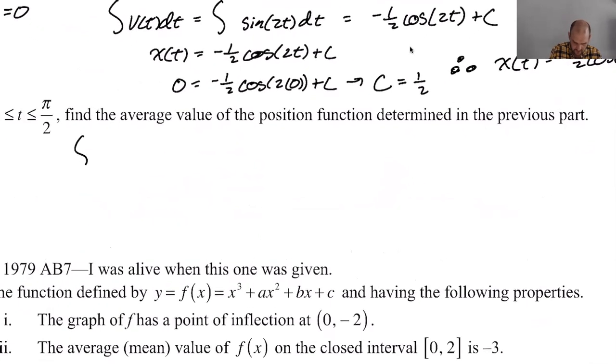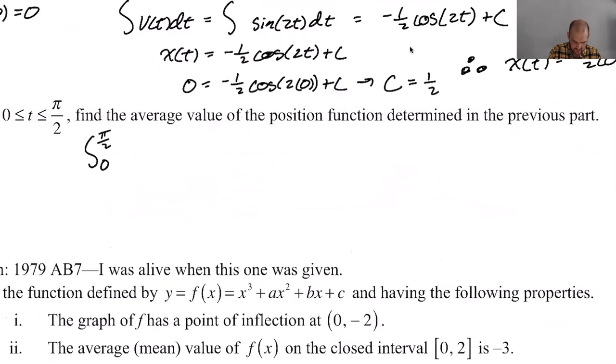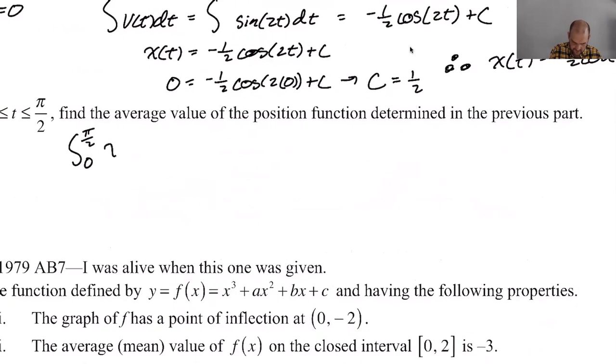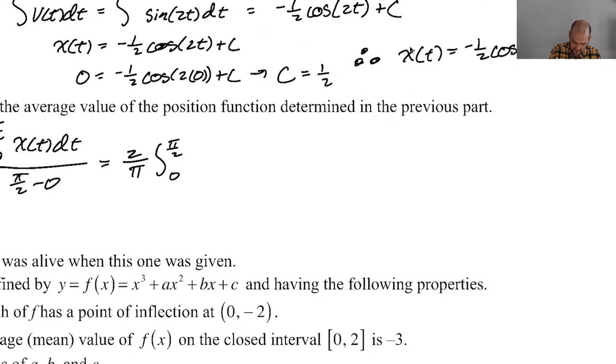We're going to do the integral from 0 to pi over 2, I think, of x of t over pi over 2 minus 0, which is 2 over pi, the integral from 0 to pi over 2 of this thing, negative 1/2 cosine.